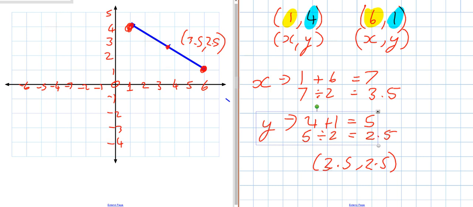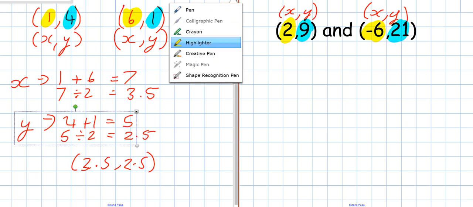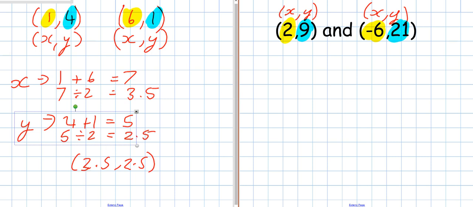But we're not always going to be given the line. So if I was just given the coordinates, so I've got the coordinates (2, 9) and (-6, 21), again, I identify my x values and my y values in the coordinates. I'm going to highlight my x values in yellow and my y values in blue, just to make it easier to identify them.